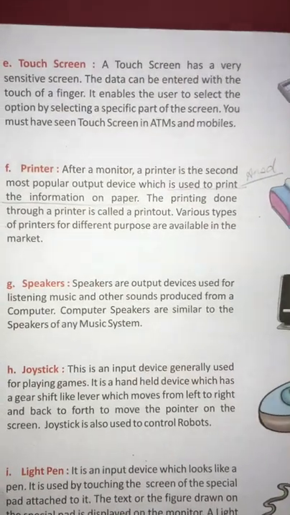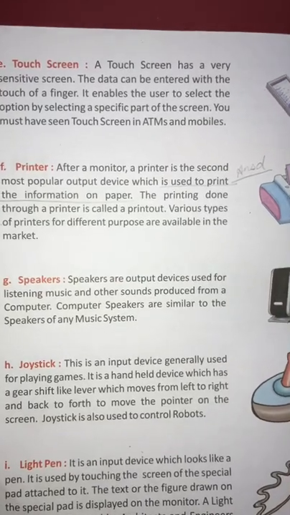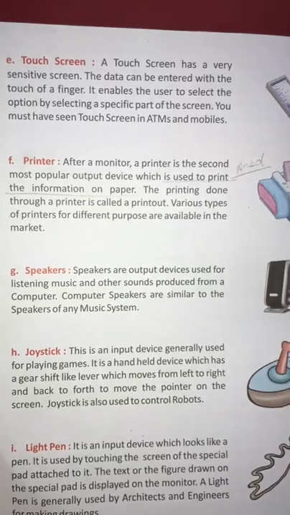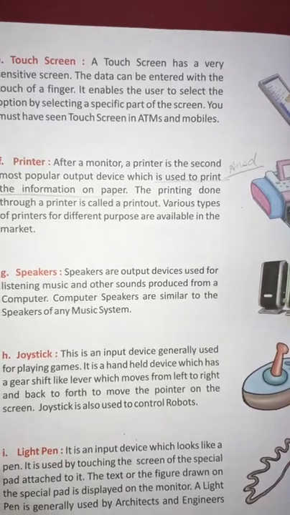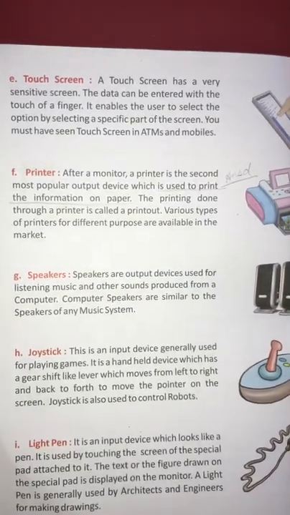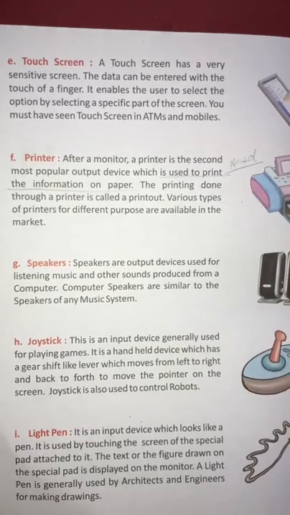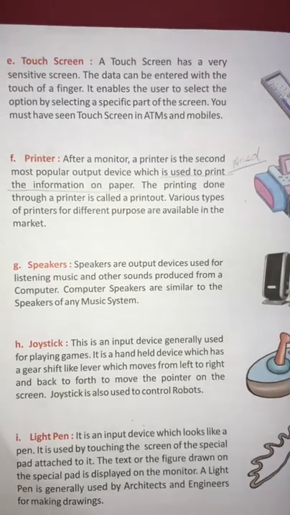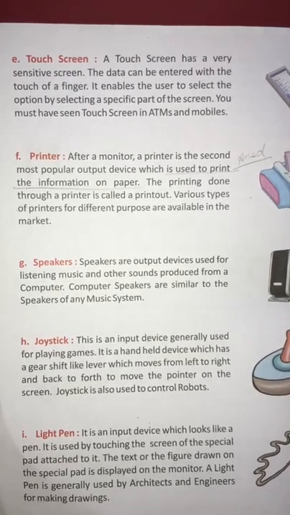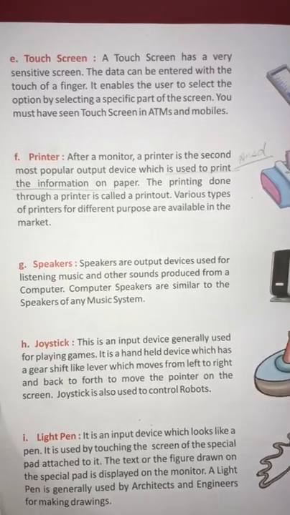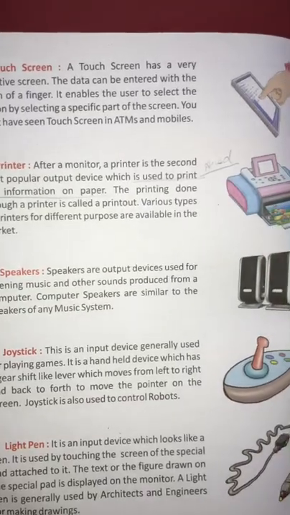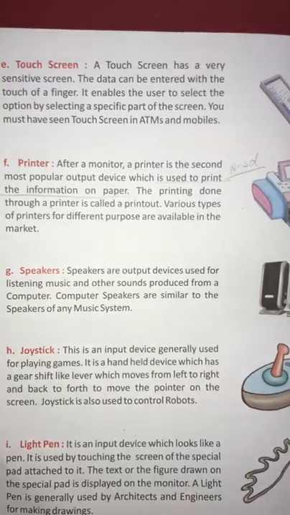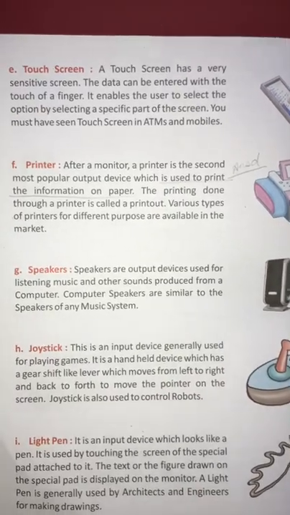Next is the touch screen. We are already using it every day. A touch screen has a very sensitive screen. Data can be entered with the help of a touch of a finger. It enables the user to select an option by touching a specific part of the screen. We are using touch screens in ATMs and, most importantly, every day in our mobile phones.